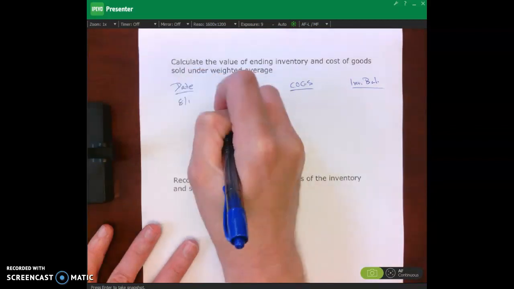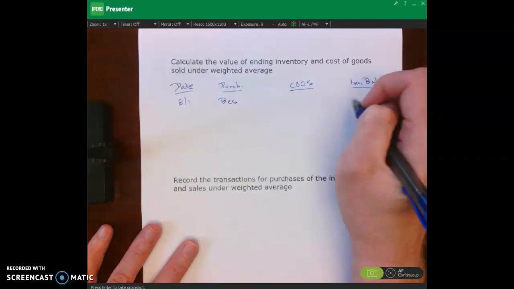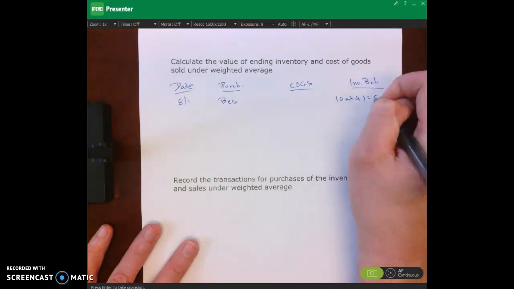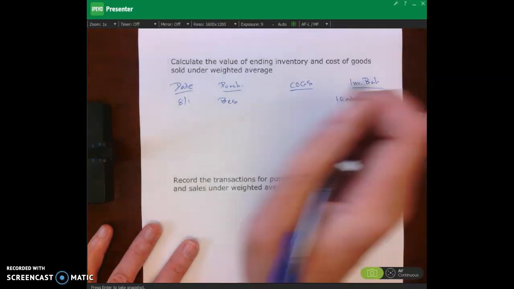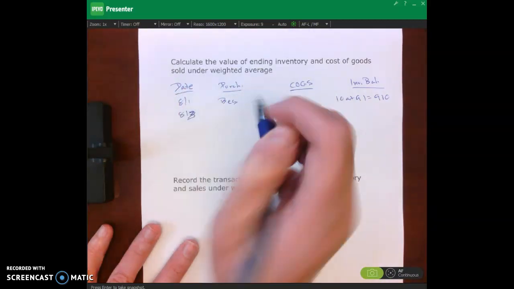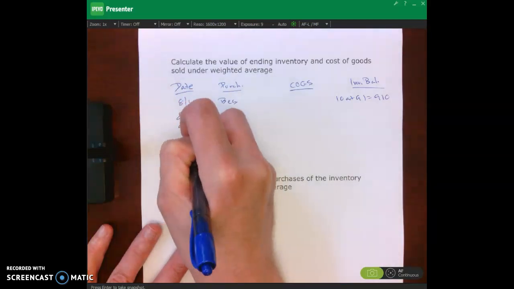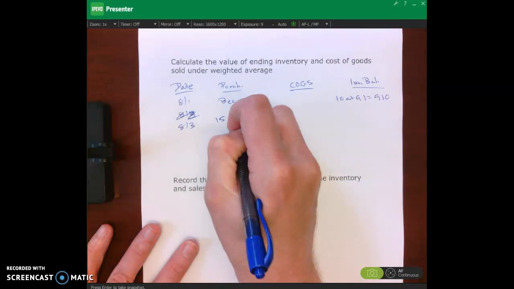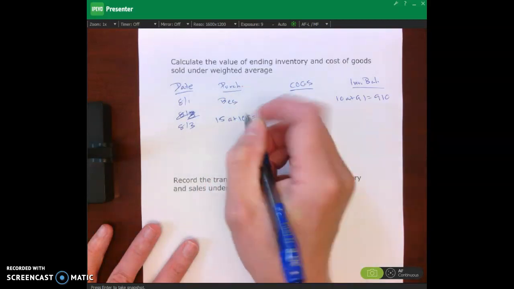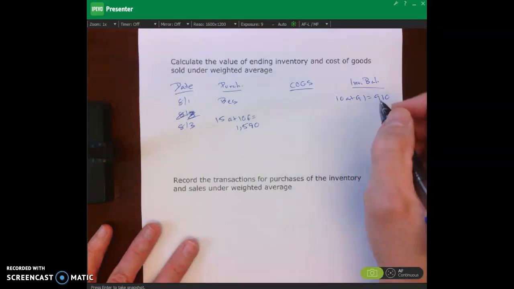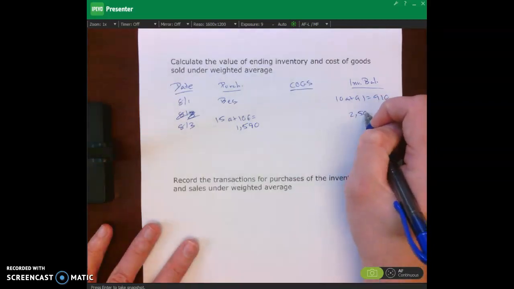All right. So 8-1, we have our beginning inventory. Remember, we had the 10 at $91, which gives a $910 inventory balance. On 8-3, oh my gosh, that's a 3. We bought another 15 at $106, which gives us $1,590, plus our $910, gives us $2,500 right over there.